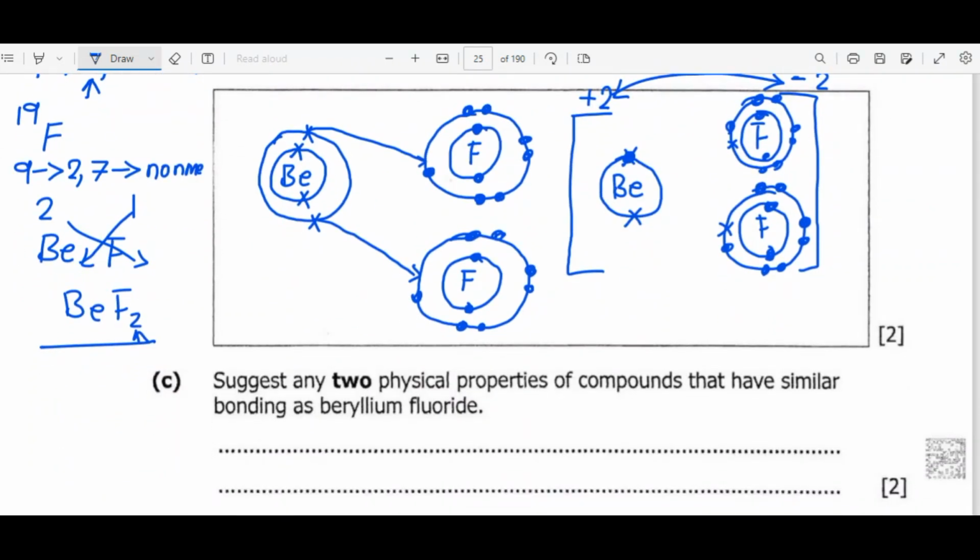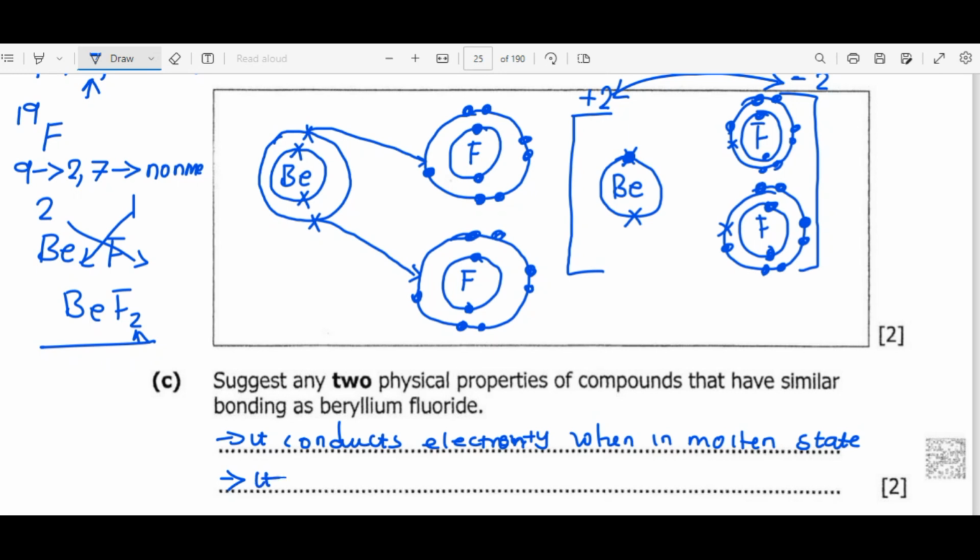Now if we look at question C, suggest 2 physical properties of compounds that have similar bonding as beryllium fluoride. This question is the same as asking for 2 physical properties of an ionic compound. The first one: it conducts electricity when in molten state. Molten state means it is in ions, or it is dissolved in water.